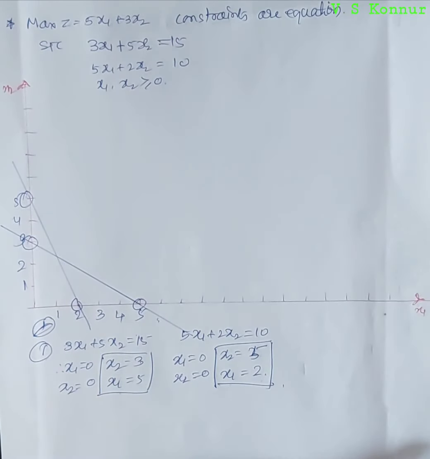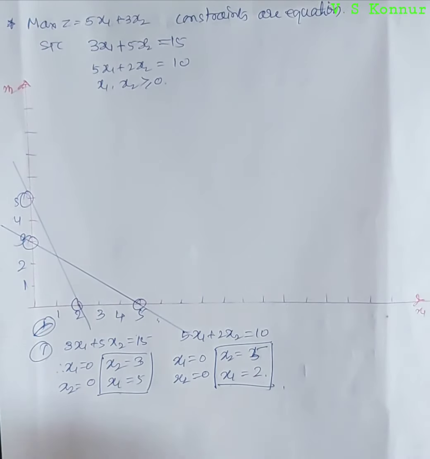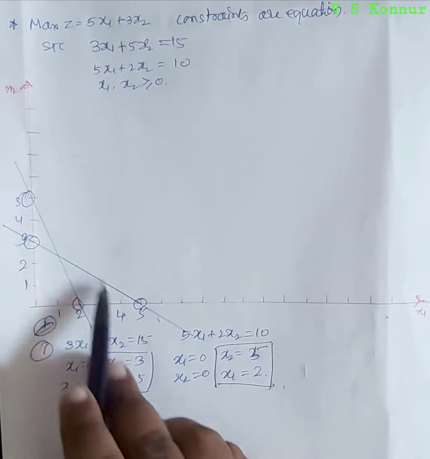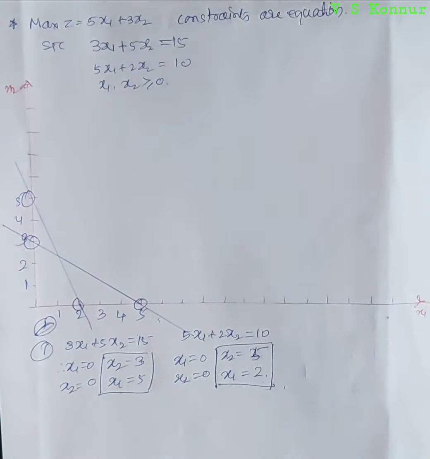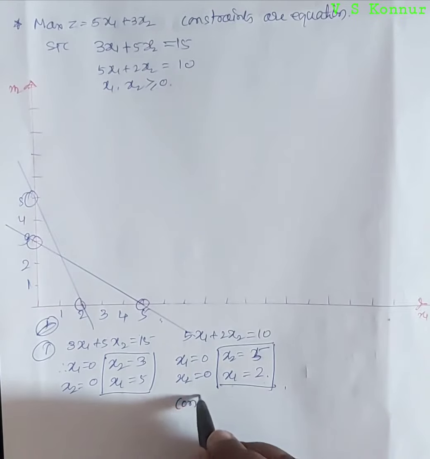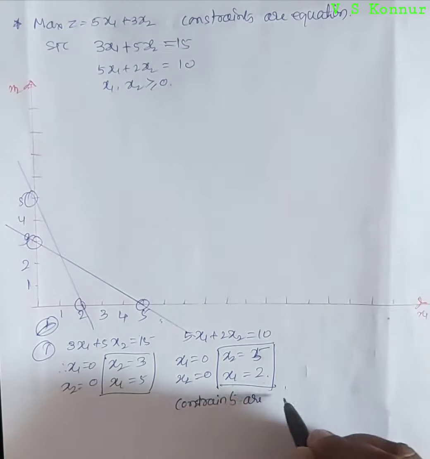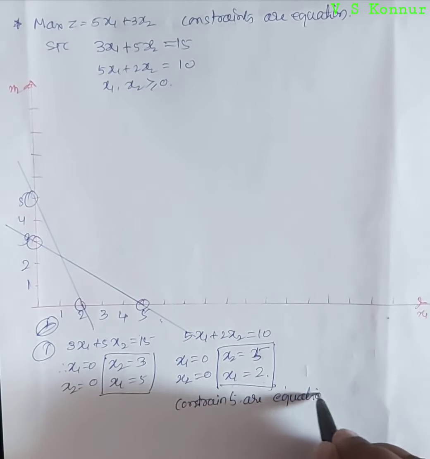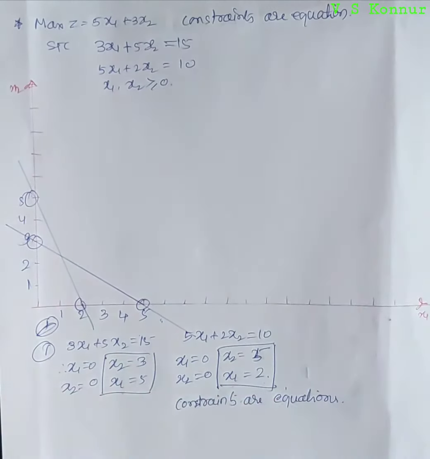This is how you solve the problem, but you will not have any region. You cannot get any region. Without region, you cannot solve the problem. So because of that, you have to write the answer as constraints are equations. If constraints are equations, you will not get any answer.